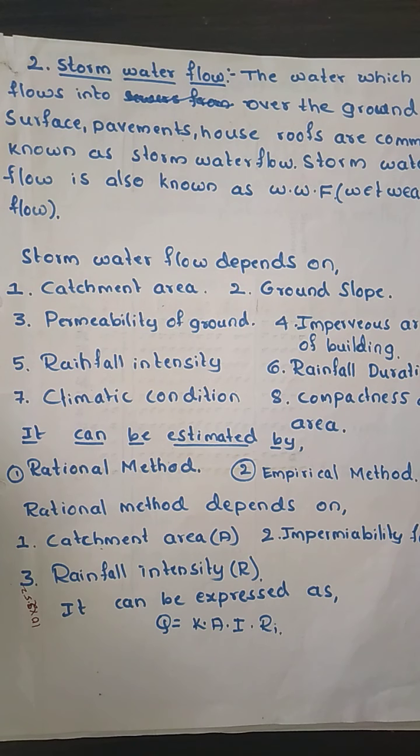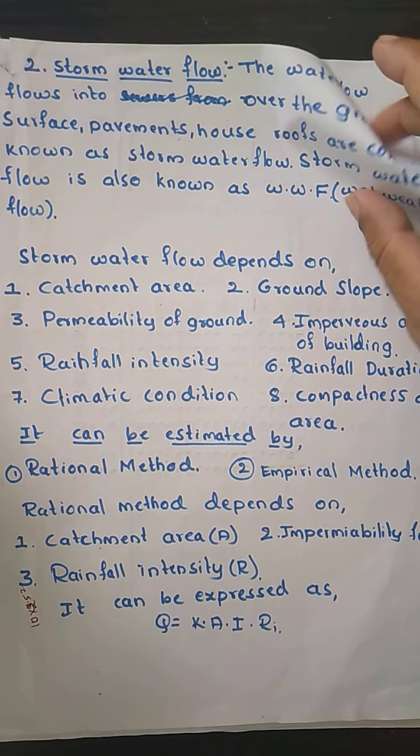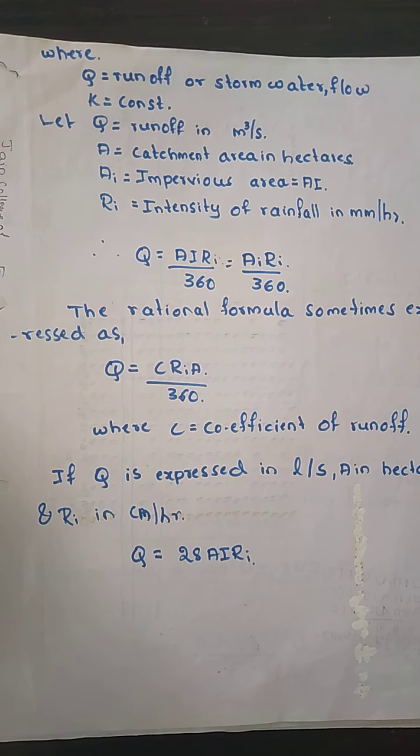It can be expressed as Q = K Ai Ri, where Q is the runoff or storm water flow, K is a constant, Q is the runoff in meter cube per second, A is the catchment area in hectares, Ai is the impervious area, that is area multiplied by the impermeability factor, and Ri is the rainfall intensity. Q can also be expressed as Q = Ai Ri divided by 360.